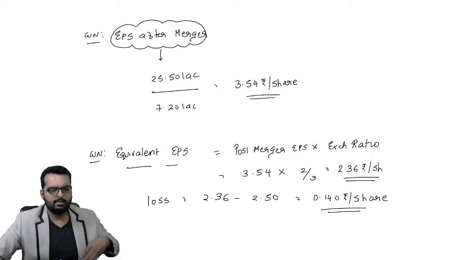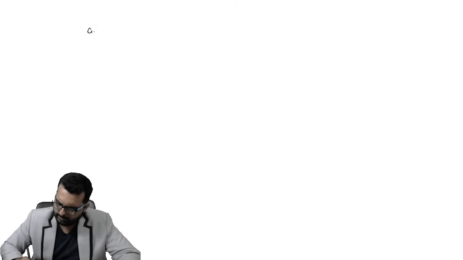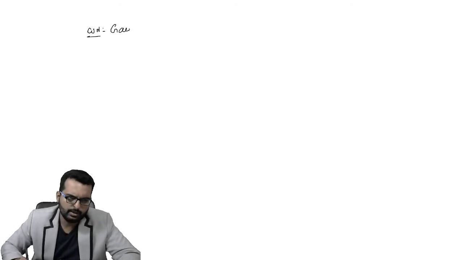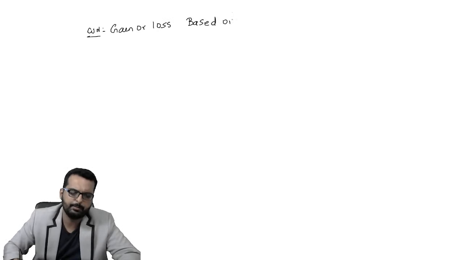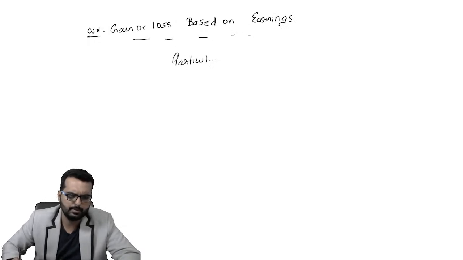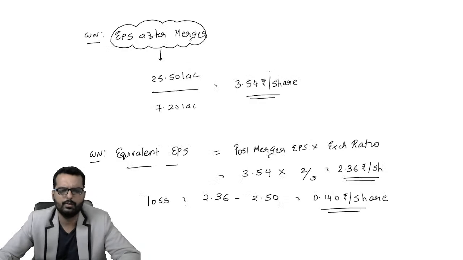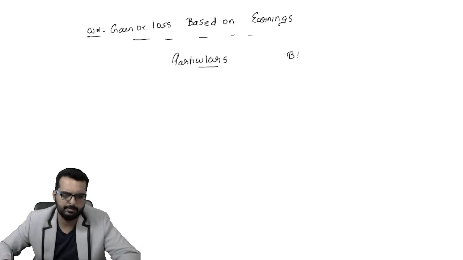I believe you are all done writing this. I'll go to the next working note and give you gain or loss based on earnings. I'm not sure if the RTP is doing this, but from a logic point of view, you should know. Particulars: we have two companies, B Limited and S Limited.